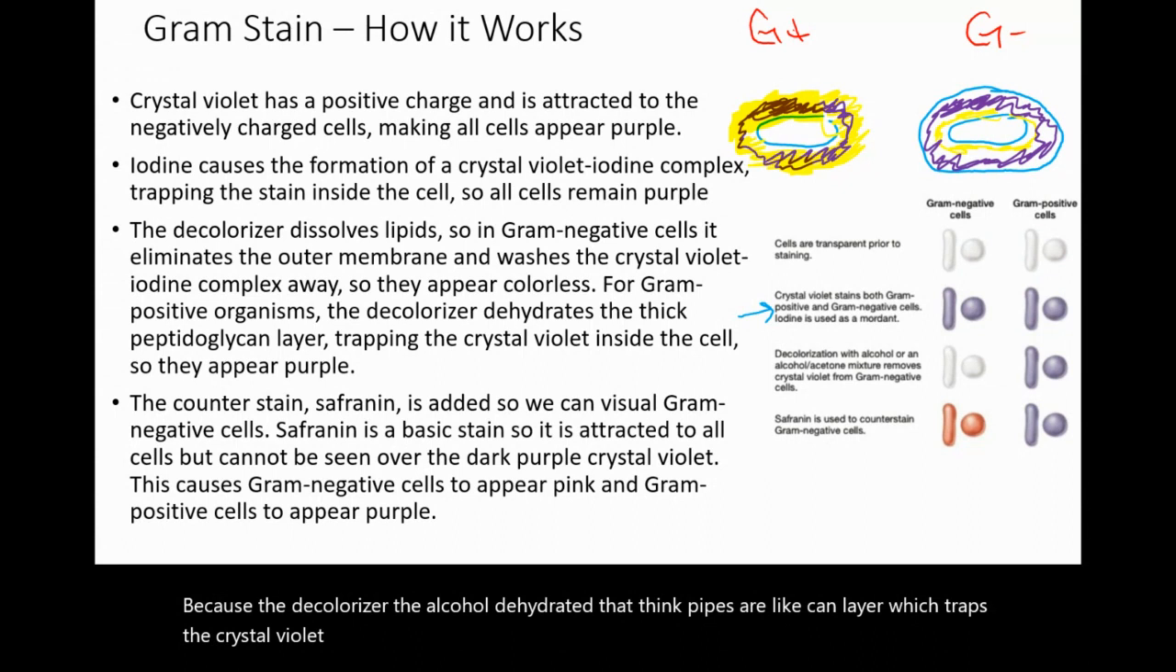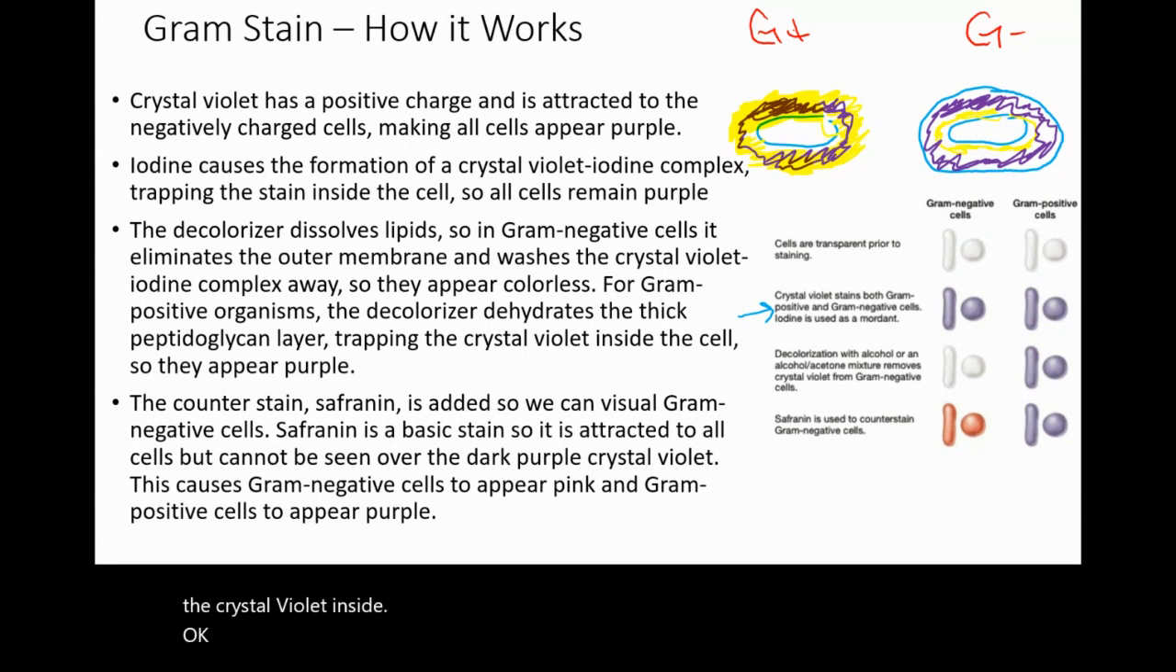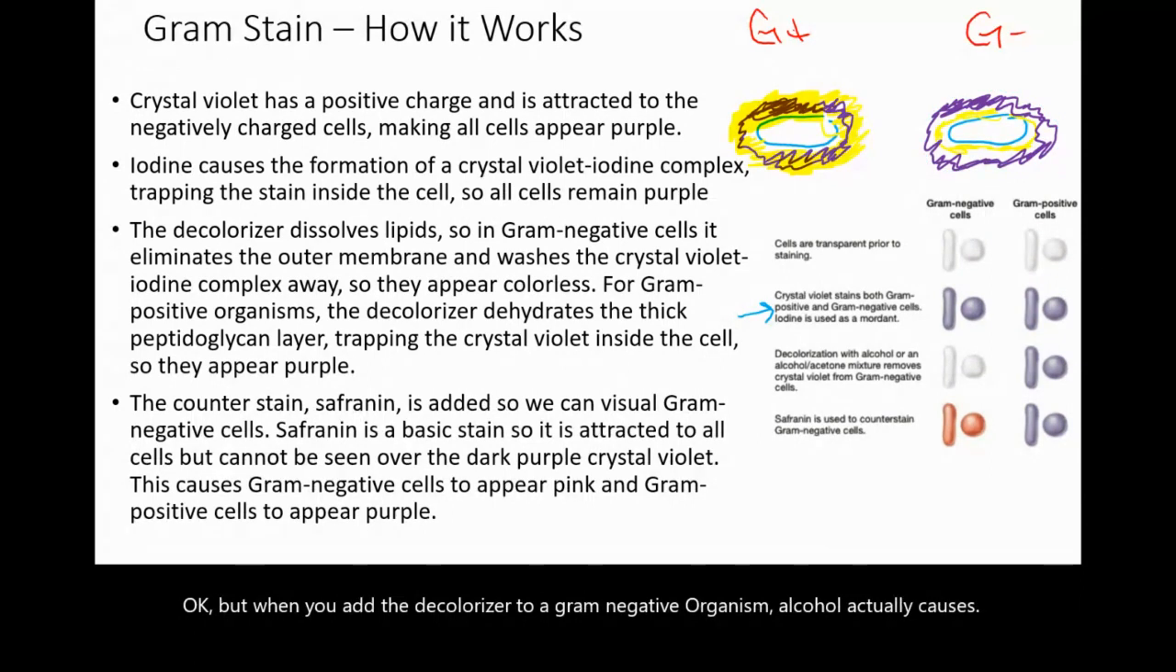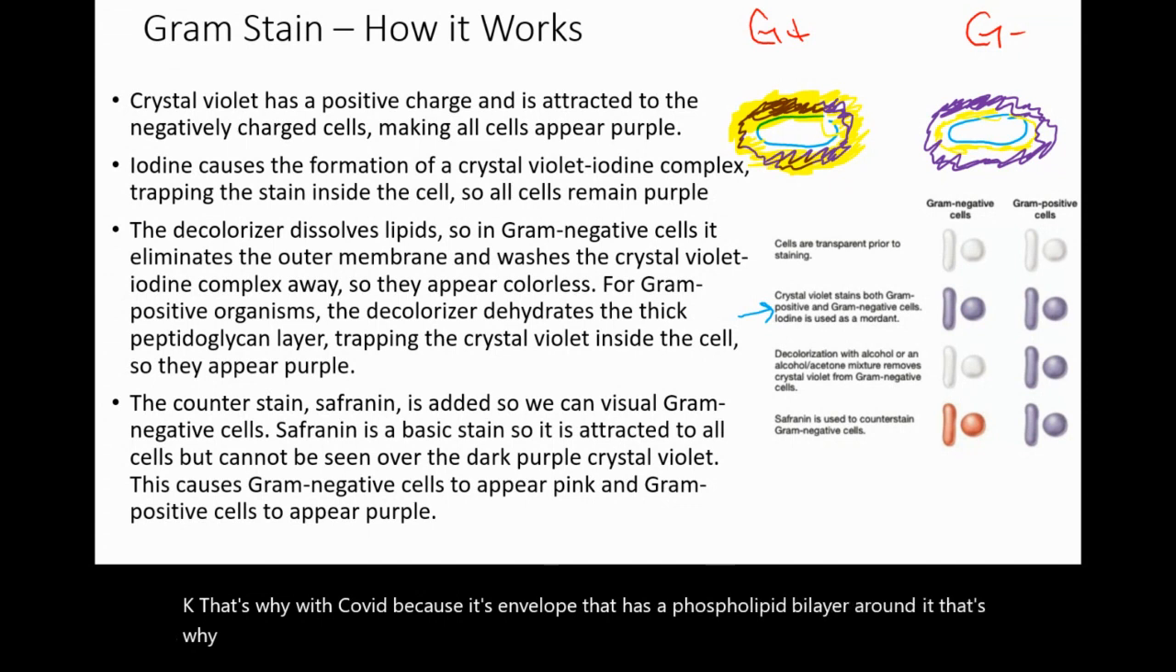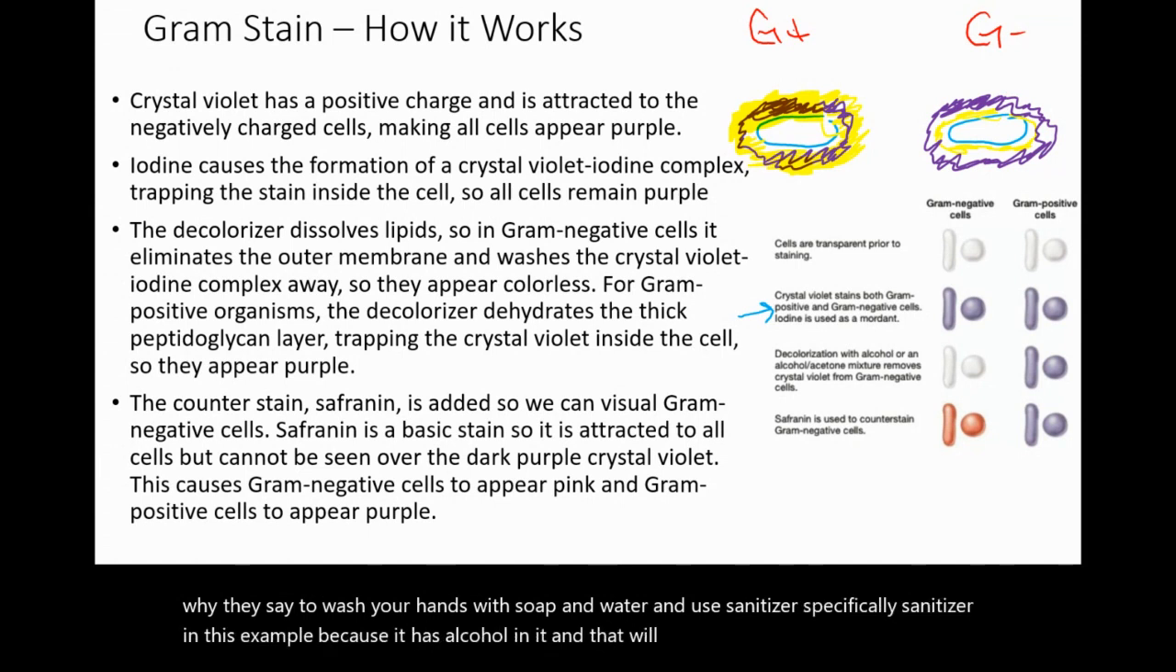Okay, but when you add the decolorizer to a gram-negative organism, alcohol actually causes the outer membrane to dissolve. Okay, that's why with COVID, because it's enveloped, it has a phospholipid bilayer around it. That's why they say to wash your hands with soap and water and use sanitizer, specifically sanitizer in this example, because it has alcohol in it, and that will cause the envelope to dissolve, thus destroying the virus.